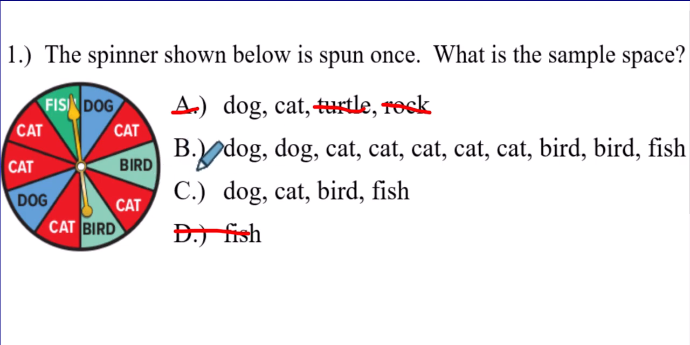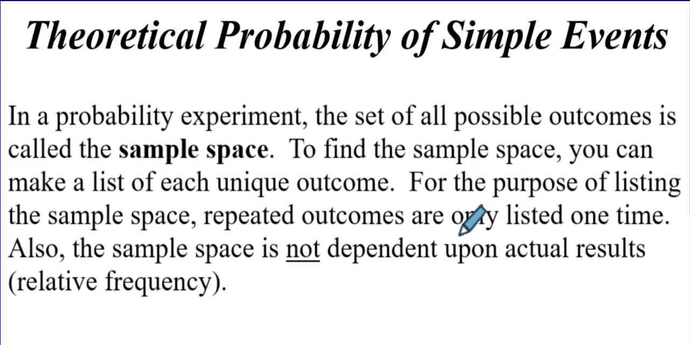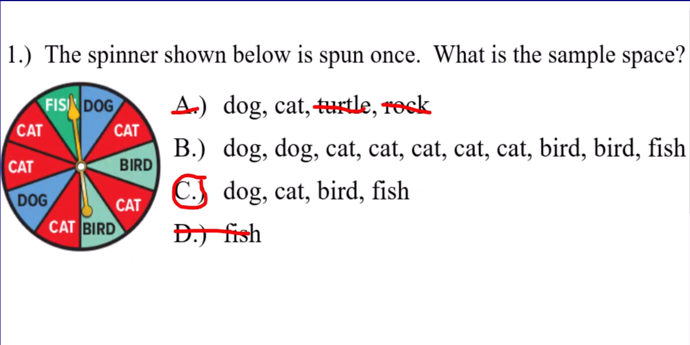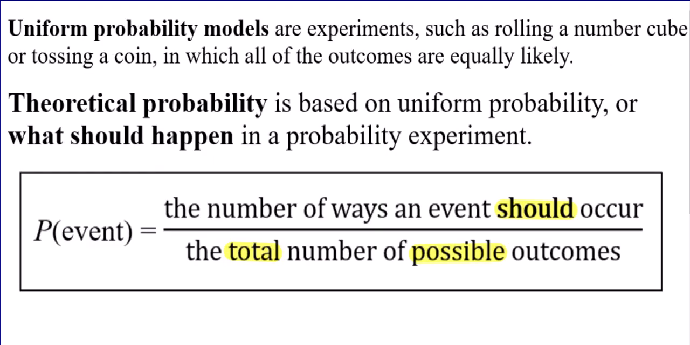It's not going to be B, it's going to be C, and there's only one reason. Repeated outcomes are only listed one time. So that is an important thing to know about when you are listing the sample space. You only list each repeated outcome one time. Okay, let's move on from sample space. We will revisit sample space when we get to compound events, which is a future guided notes packet that we will do later on. Okay, let's talk about theoretical probability.